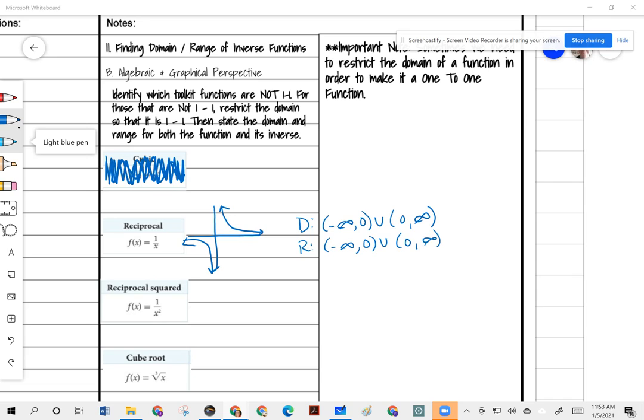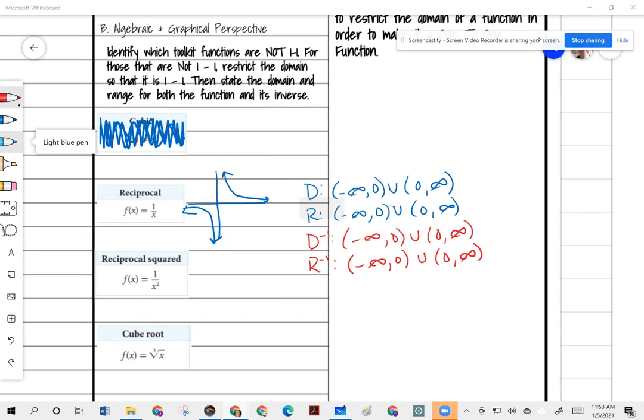Since this is a one-to-one function already, the domain of the inverse is going to be the range of the original. And so we have everything except 0. And then, of course, the range of the inverse is going to be the domain of the original. So negative infinity to 0, and then from 0 to infinity.